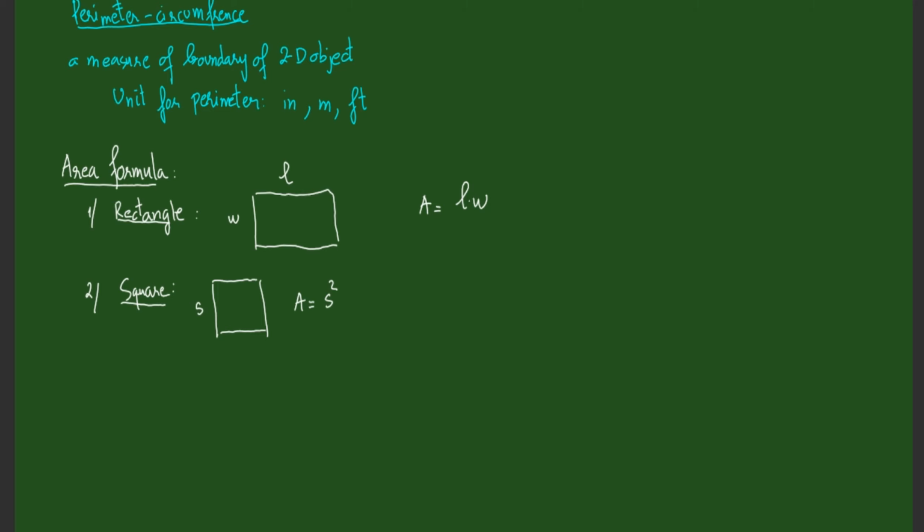And next will be the area for a circle. Okay, so we have a circle like this. This is the center, and this is the radius of the circle. So the area will be pi r squared. Okay, so all of this you need to memorize.